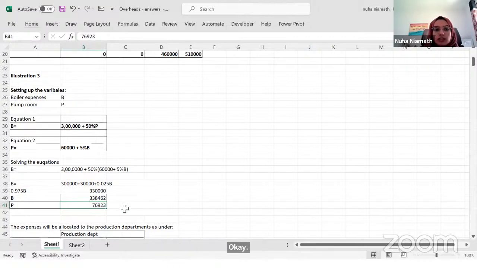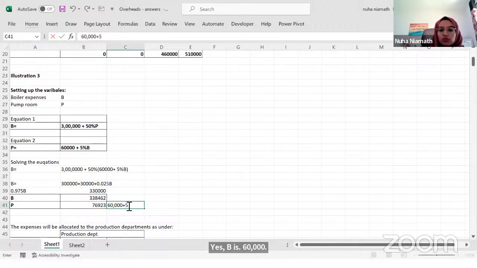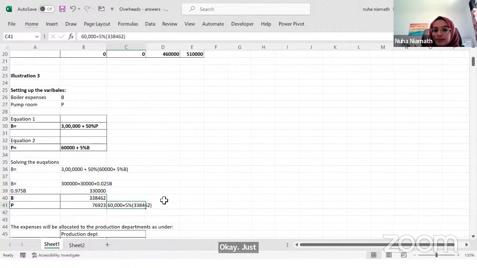Yes, P is 60,000 plus 5% of 3 lakh, 3,38,460. Okay, is this fine, Kartika? So that gives me 76,923.